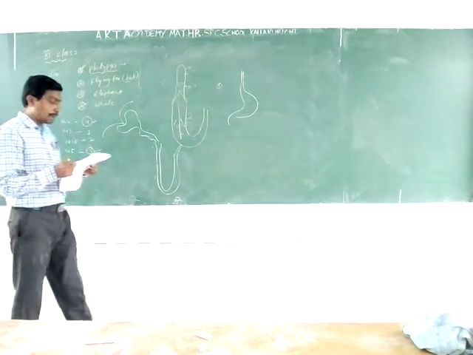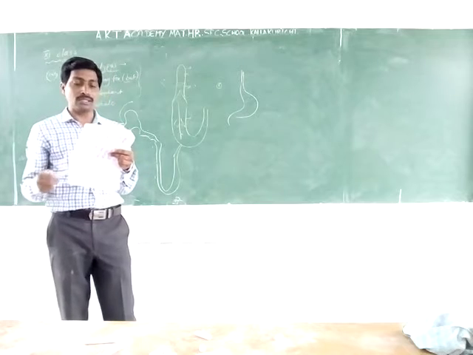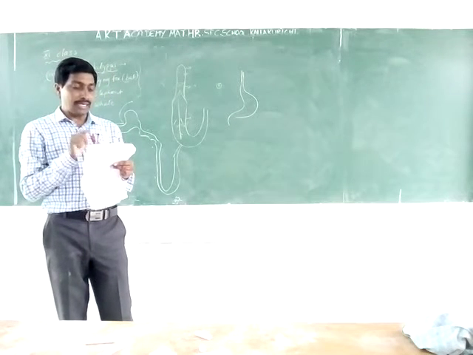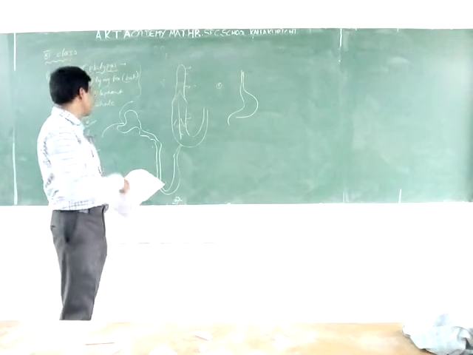The fourth option, inner surface of the bronchioles, has ciliated columnar epithelium, but here it is given as squamous epithelium. Squamous epithelium is wrong. So the third option is the correct answer.